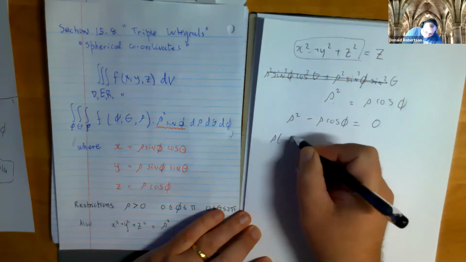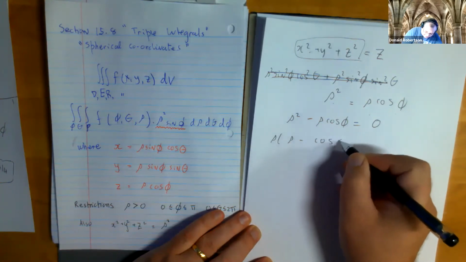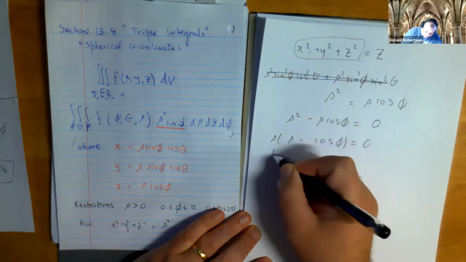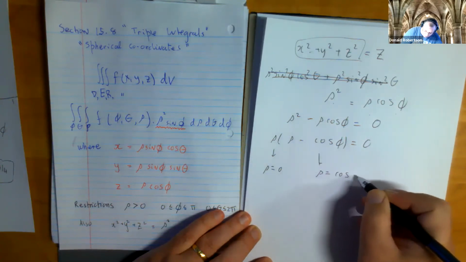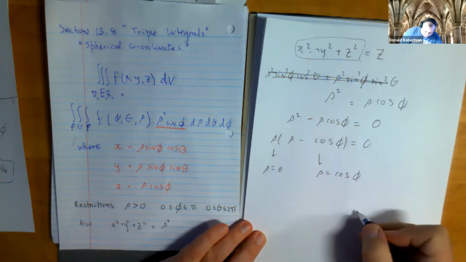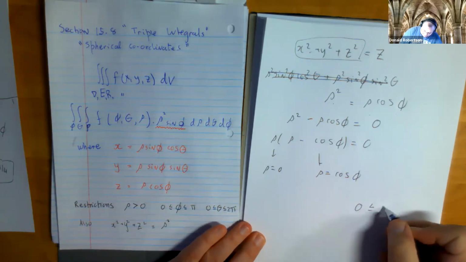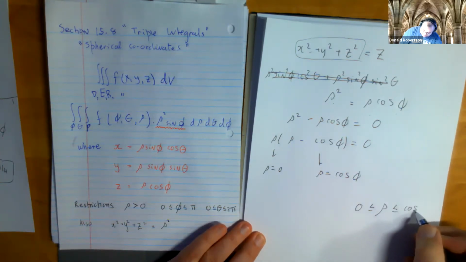Now, if you bring them together and you pull out rho as a common factor, don't you get rho equals 0 and rho equals cosine phi, which means that we now have restrictions on what rho can be.